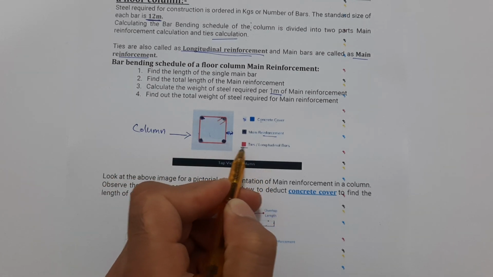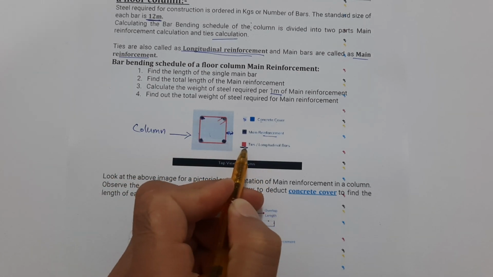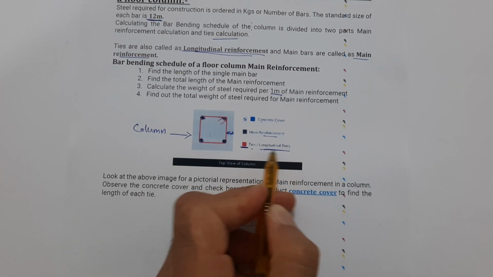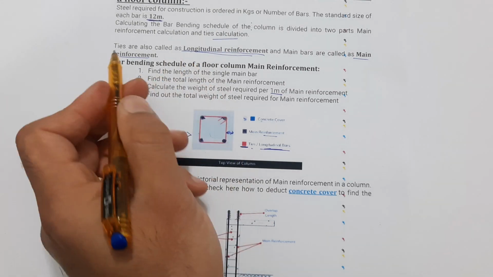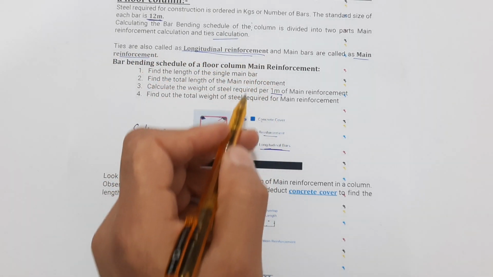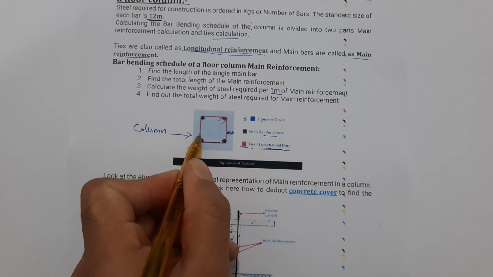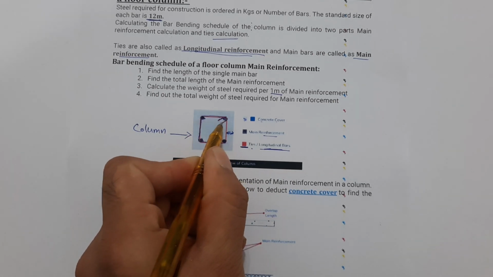Now you can see this color. So these are ties. These ties are longitudinal bars. As I told you before, the ties are also called longitudinal reinforcement. So this is longitudinal bars. As you can see, this one also has hooks.